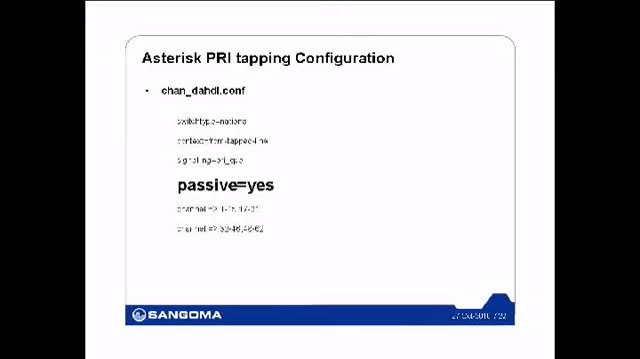The switch type really doesn't matter because we're not doing any real signaling work, we're just decoding messages. So you can put whatever you want in the switch type. The signaling can be either PRI net or PRI CPE. Again, it doesn't matter as long as it's PRI, so it knows that it's PRI tapping.